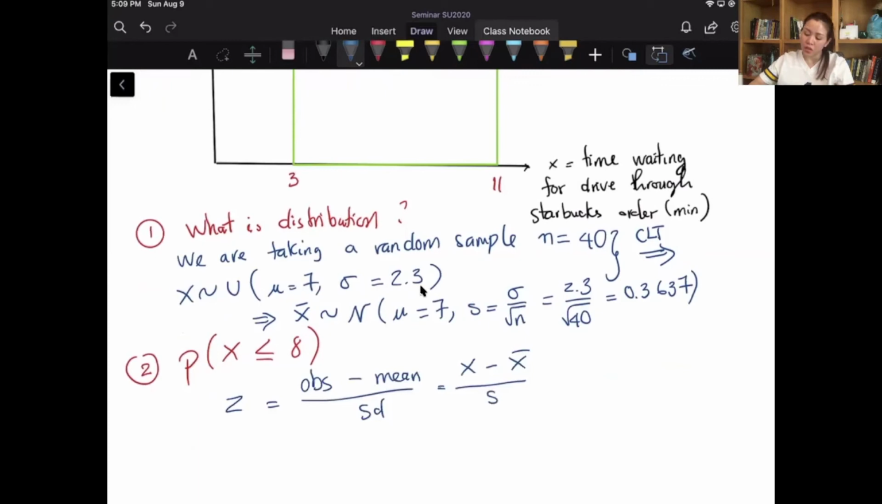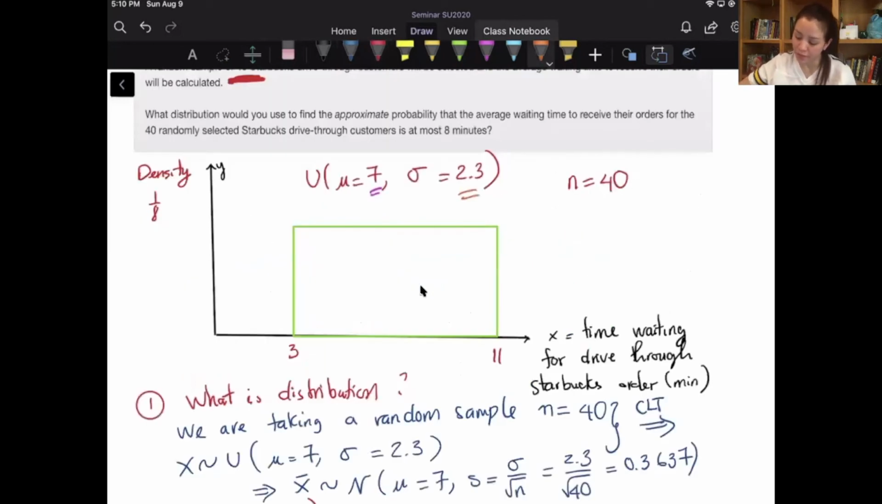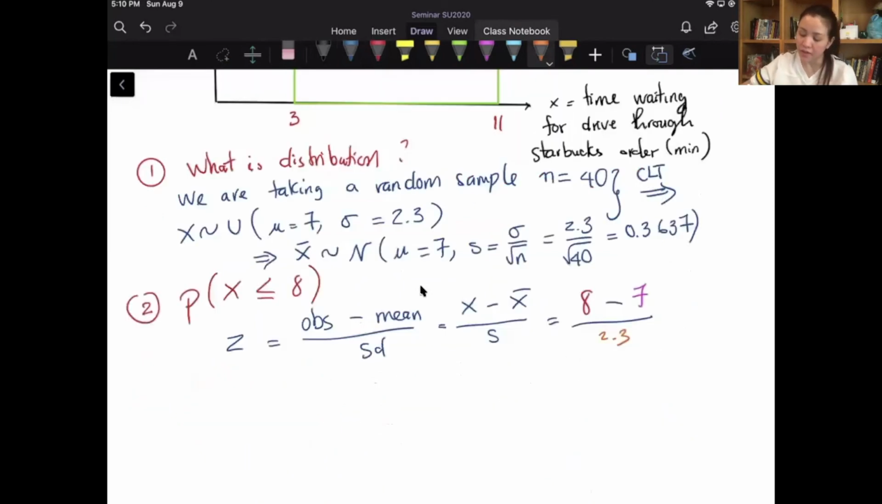So x here, my observed, is 8. My mean is 7, divided by standard deviation, which is 2.3. 8 minus 7 divided by 2.3 is equal to 2.75. So my z-score is 2.75.